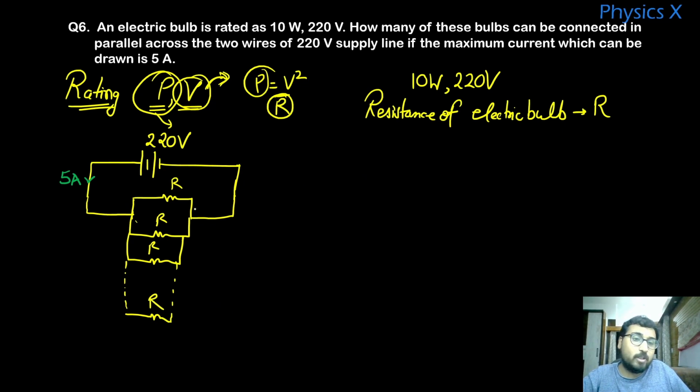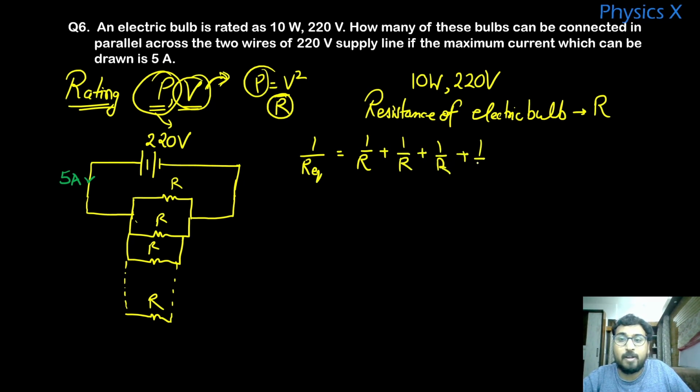So I told you what will be the parallel combination. The R equivalent, you know it as 1 by R plus 1 by R plus 1 by R plus 1 by R, and it will continue. We don't know, let us say up to n times, right? Because we are considering that n bulbs are connected, I am considering.